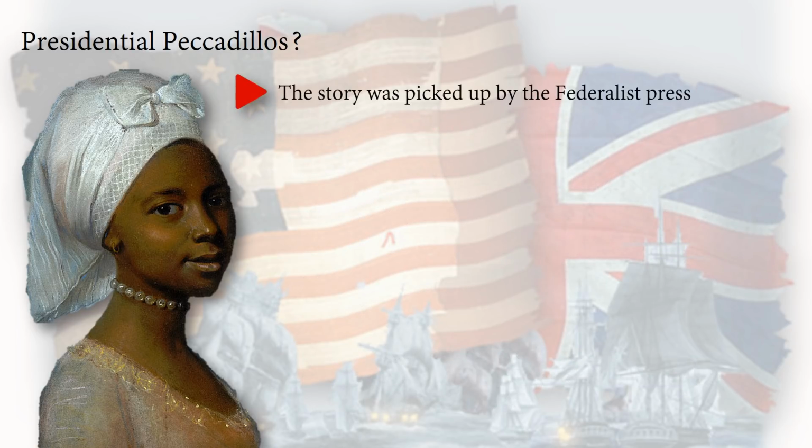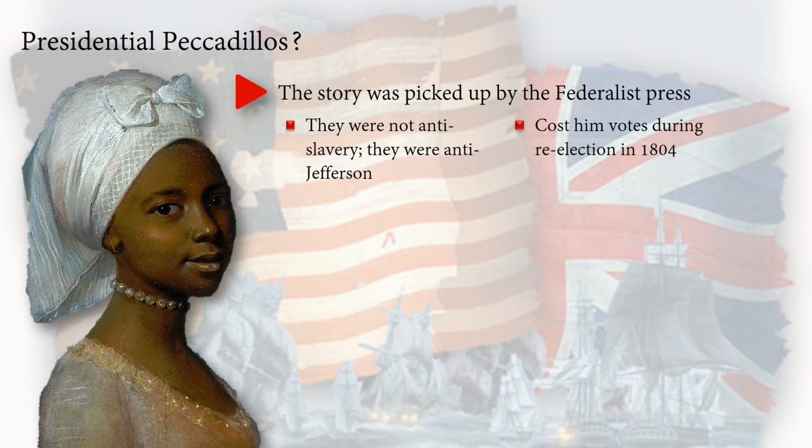Well, the story was very quickly picked up by the Federalist press, who were very anxious to smear Jefferson's good name. And they're not anti-slavery. They were anti-Jefferson. And so anything that's going to tarnish his name, they're going to publish. And it did, in fact, cost him votes during the re-election campaign of 1804, but nevertheless, Thomas Jefferson was re-elected to a second term. The Jefferson family did speak out, and later on into really the 1980s, they said that the accusation was absurd, and they never did acknowledge it.